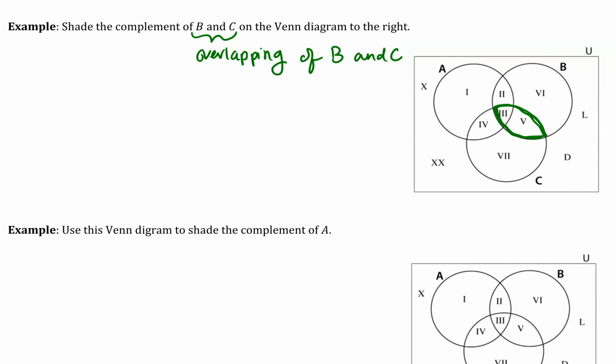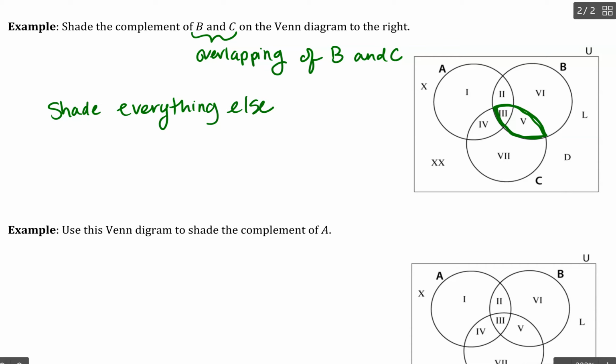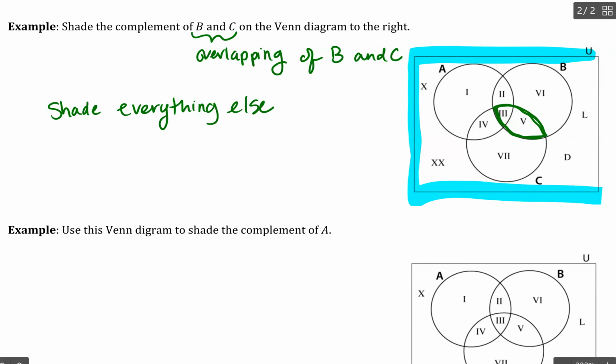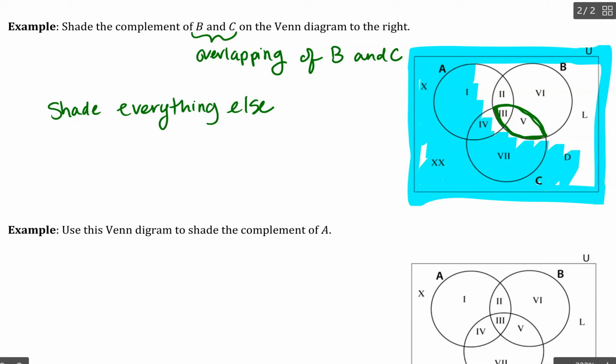because it's not what they told me to shade, but they told me to shade the complement of that. So now I'm going to shade everything else. Because remember, the complement is everything in the universal set that is not that thing. And we just outlined what the thing was, and now we want to shade everything that's in the universal set, which is denoted by this square or rectangle here, that is not in B and C. So we're going to leave out that B and C that we outlined, but everything else gets shaded.